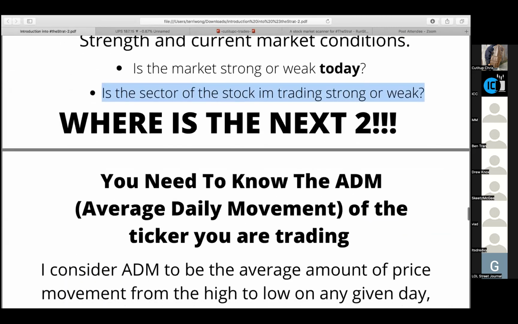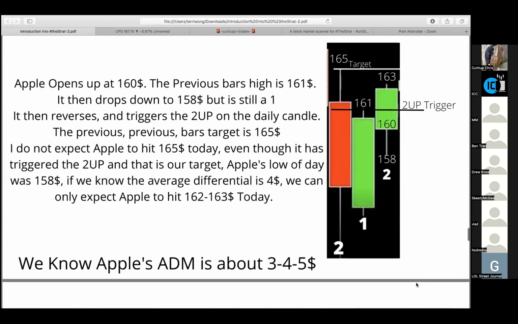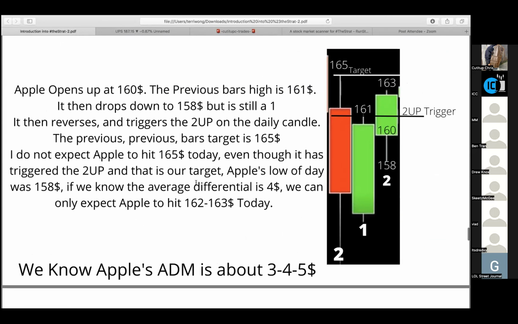And then we know the ADM. This was just a little example. All right, cool. So yeah, hope this made a little sense, right?